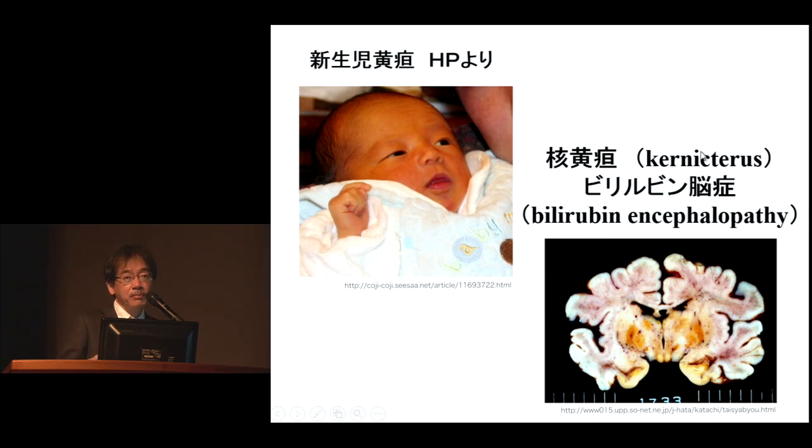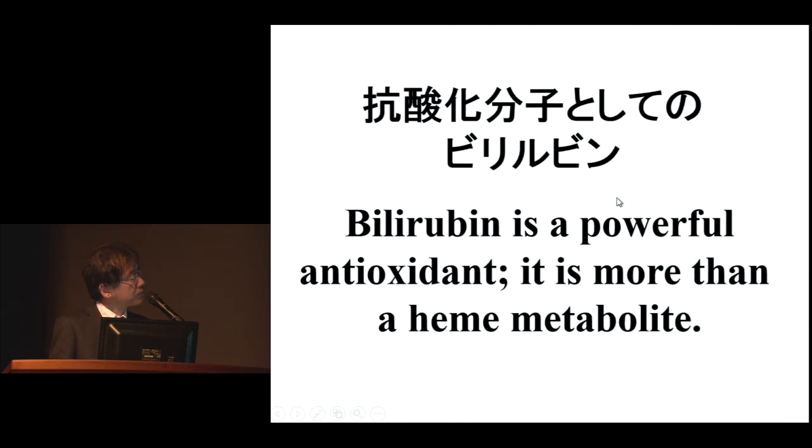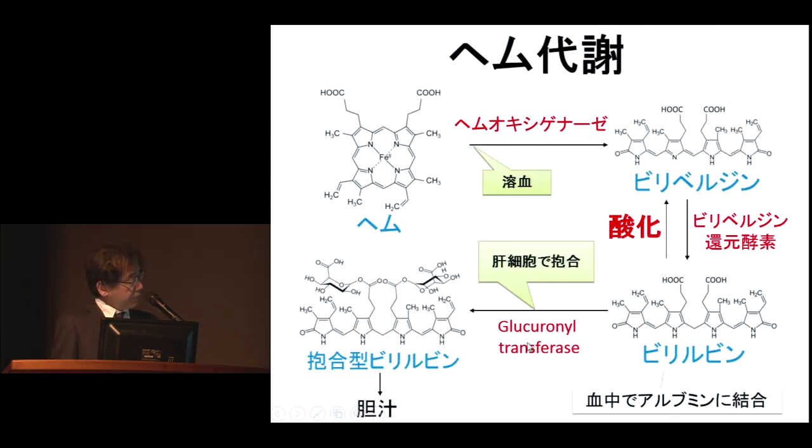And now more and more pediatricians are approaching us for monitoring the serum levels of bilirubin in infants, especially premature babies. In those babies, high levels of bilirubin can cause brain damage. But at the same time, more and more researchers take interest in bilirubin as a powerful antioxidant. It may be more than a heme metabolite. In fact, bilirubin is easily oxidized back to biliverdin, so that suggests it may function as an antioxidant.